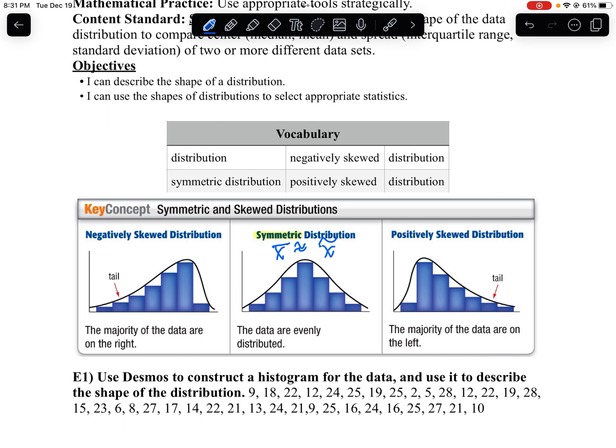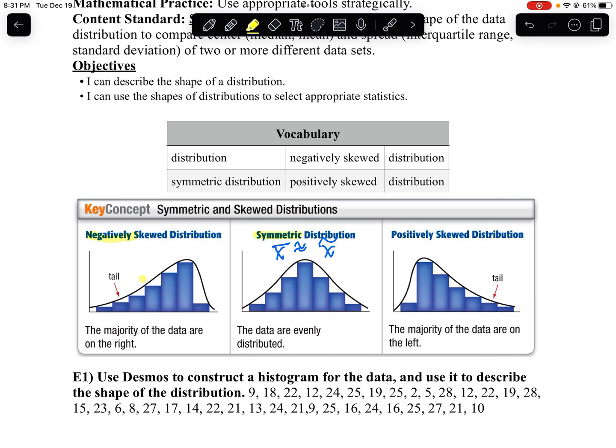Then, if you have a tail, that's what we describe it as. If we look at the left one here, see how my histogram tails off to the left? We call that negatively skewed. Think of it as going towards the negative numbers. It's left skewed. That's negatively skewed. And in that case, my median would be less than my mean because I have more numbers to the left. I think I said that backwards at first.